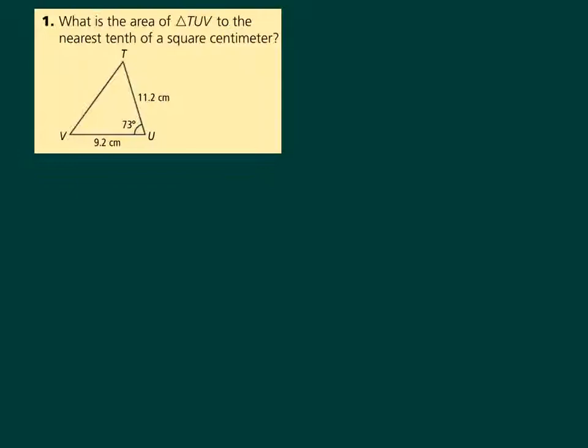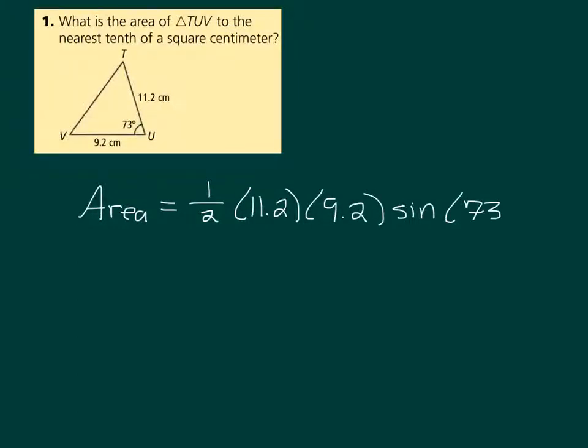Here, what is the area of triangle TUV to the nearest tenth of a square centimeter? Using our fun new formula for area of a triangle, this is 1/2 times 11.2 times 9.2 times the sine of 73. When you plug this into the calculator, making sure you're in degree mode, not radian mode, you should get 49.3 centimeters squared because it's an area.